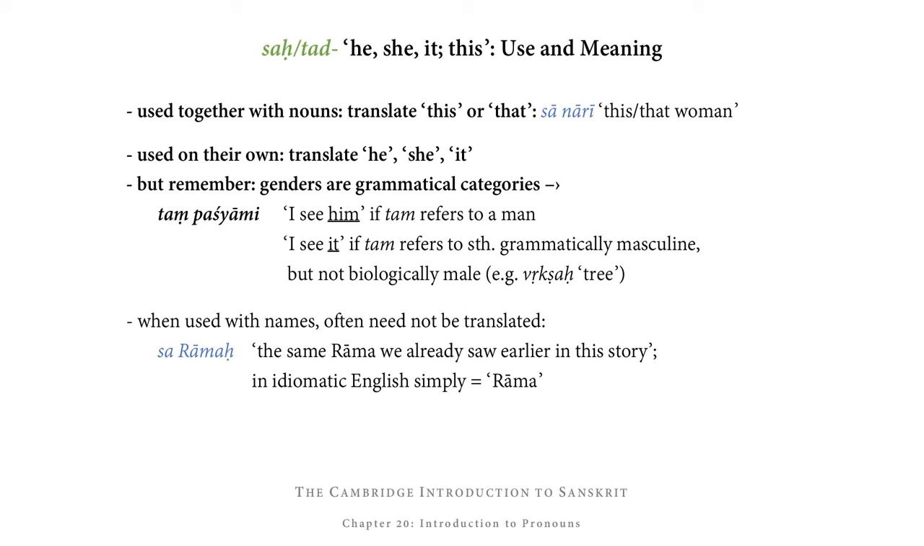Finally, when sa/tad is used together with personal names, it often does not need to be translated. Sa Ramah is literally the Rama, i.e. the same Rama that we already saw earlier in this story. But in English, we don't use pronouns in this way, and so into idiomatic English, we would have to translate Sa Ramah simply as Rama.